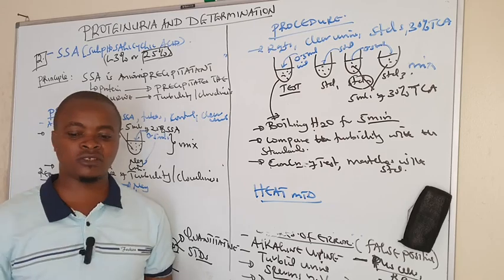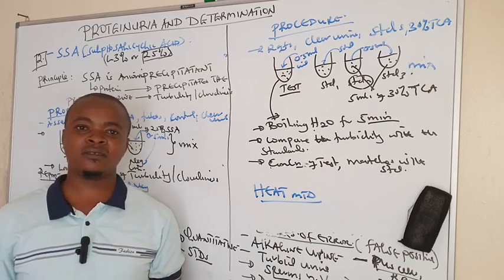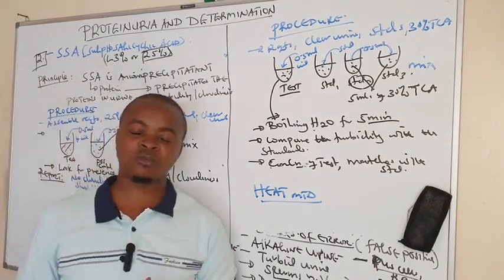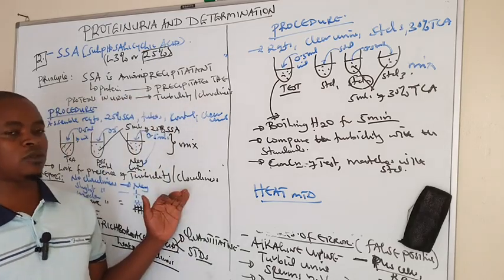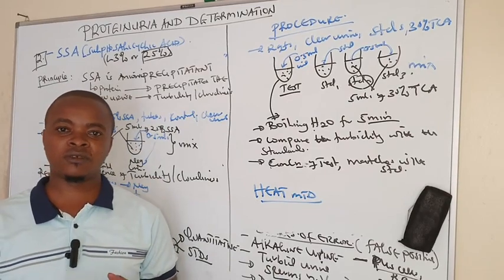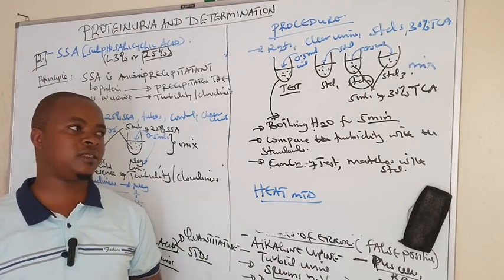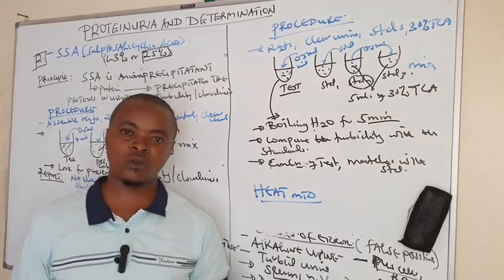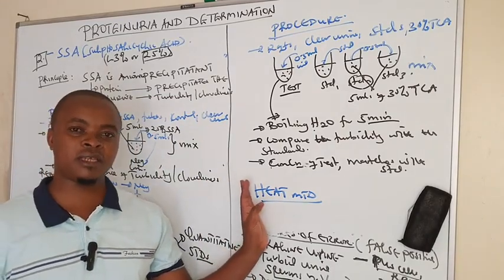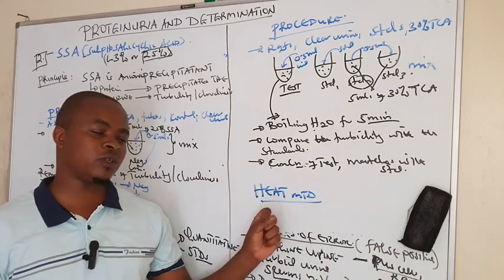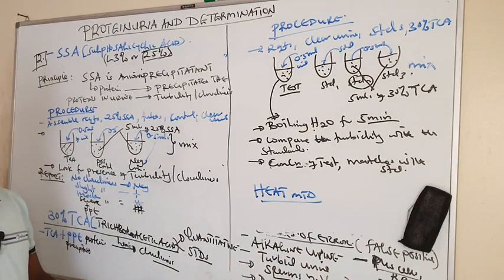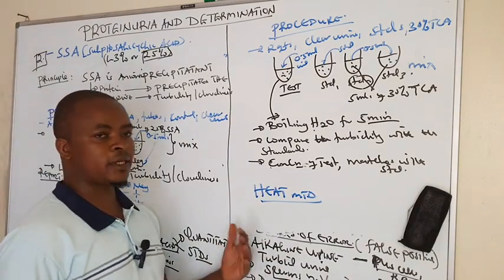Thank you so much for learning with us from the beginning until the end, where we have looked at the causes of proteinuria. We have talked about the different methods we use, like SSA, that is 25%, and 30% TCA. We have said the heat method is not recommended because proteins tend to coagulate in the presence of heat, and you cannot obtain good or clear results.